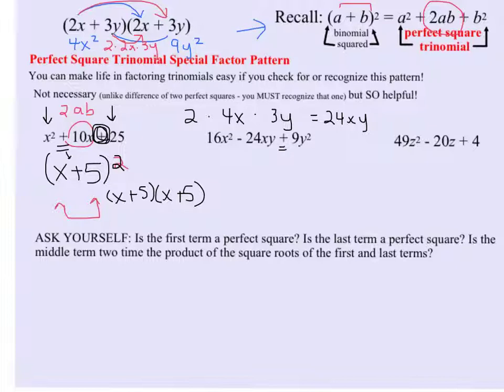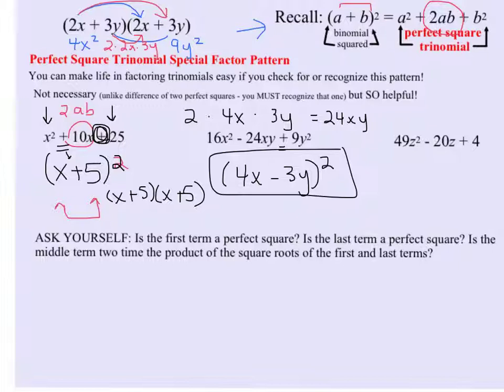It is. And then the sign on my binomial follows the sign of the middle term. So in this particular case, it was going to be a negative. For all of these, you want to make sure they're in descending order. Otherwise, you can't really tell whether you have a perfect square trinomial. Let's look at the last one.